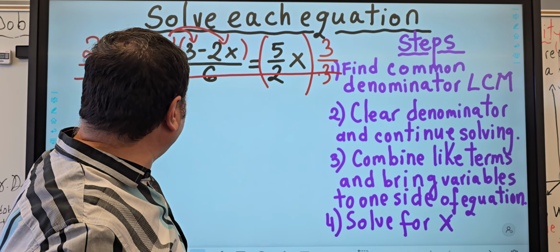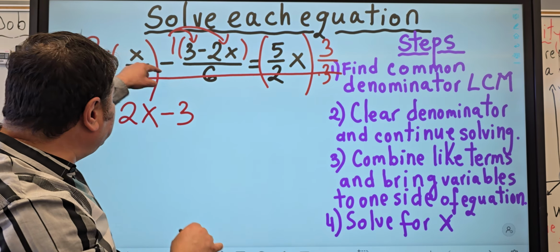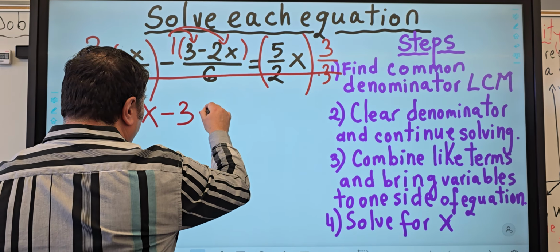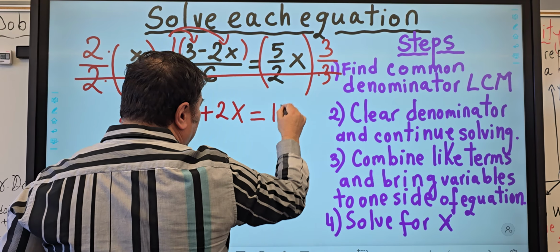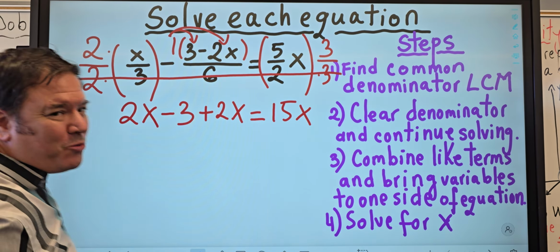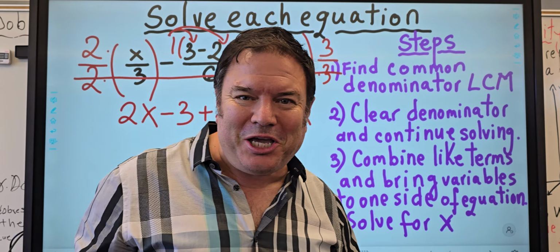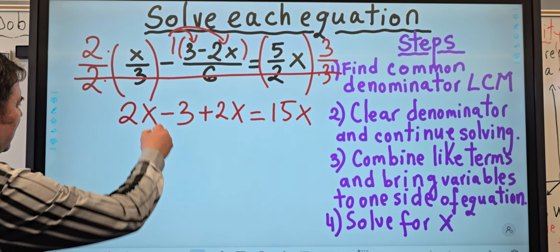Okay, let's multiply. Negative 1 times 3 becomes negative 3. And then negative 1 times negative 2x becomes positive 2x, plus 2x. And then equals 5 times 3 becomes 15x. From this complicated equation, now we have a simpler equation that we can continue and solve for x. But first, we have to combine the like terms.